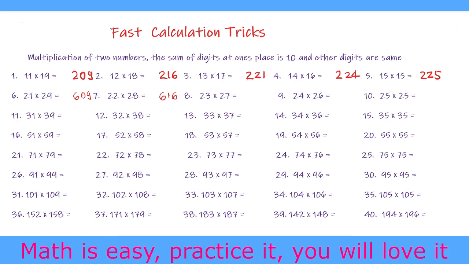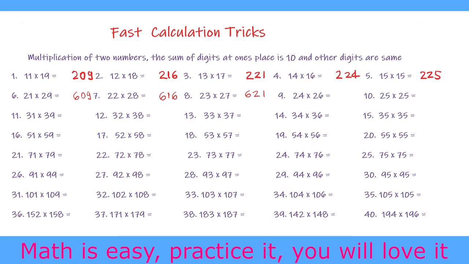23 multiplied by 27. 7 times 3 is 21. We write 21, and 2 multiplied by 3, the next higher number of 2 is 3. 3 multiplied by 2 is 6. So this is 621.